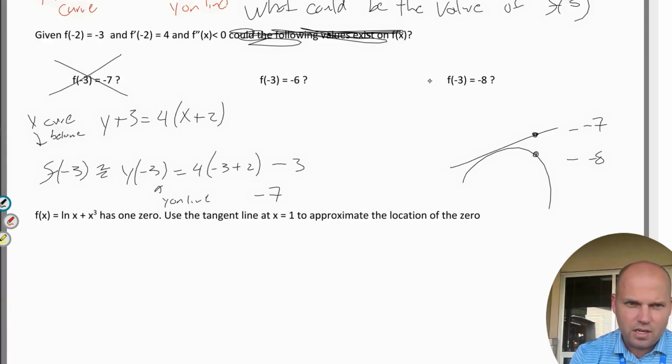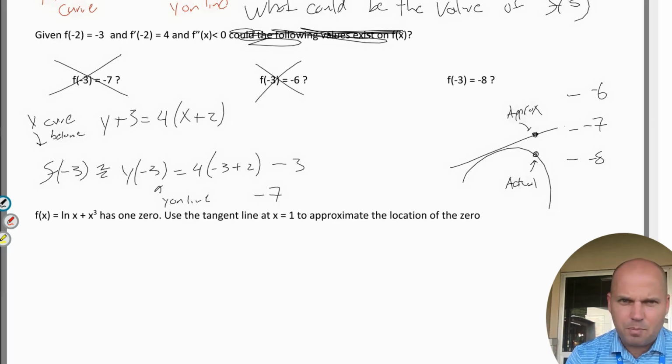This can't be right. This -6 is above it. We already know this is an over approximation. We already know this is above the actual. Again, this is what we're doing with the line. This is what we're trying to find on the curve. This can't be it. It's got to be that.